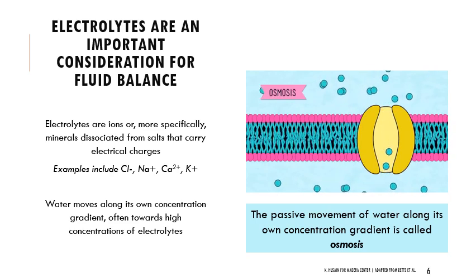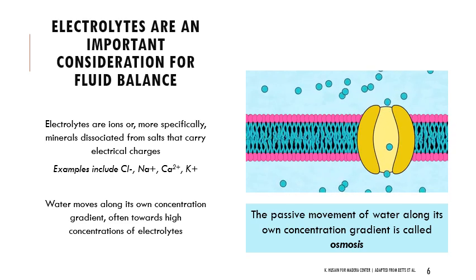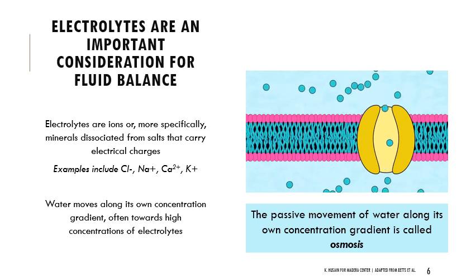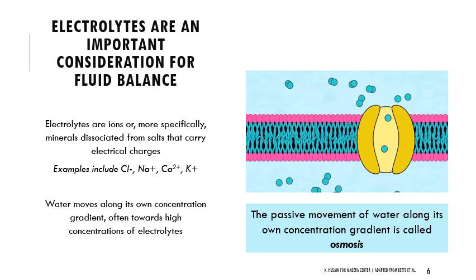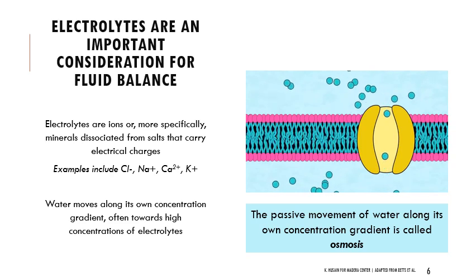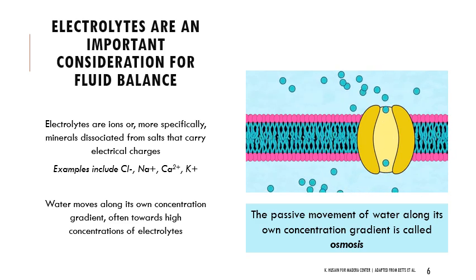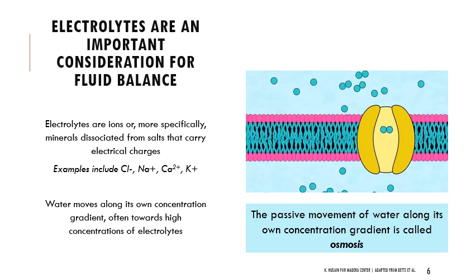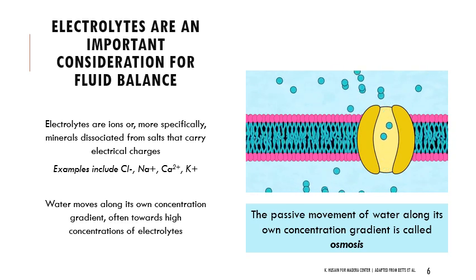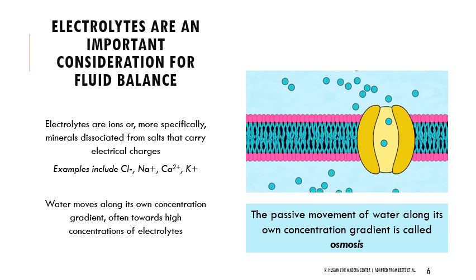And so remember that the concentration of electrolytes has an influence on the movement of water because water moves along its own concentration gradient. So it moves from where there's a lot of water to where there's relatively less water. In other words, it moves from where there's less solutes to where there's more solutes, or from where there's less electrolytes to where there's more electrolytes, because water likes to dilute things. So that passive movement of water that does not require any energy along its own concentration gradient is called osmosis. And remember, this is due to just random molecular motion. It doesn't require any energy. It's just a net effect.